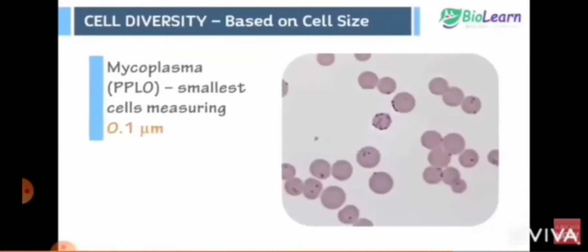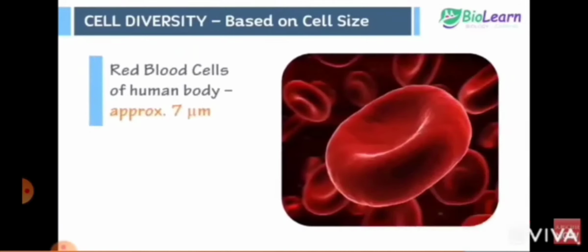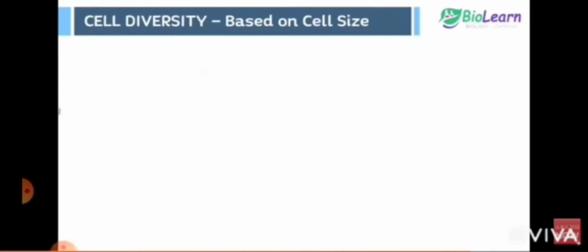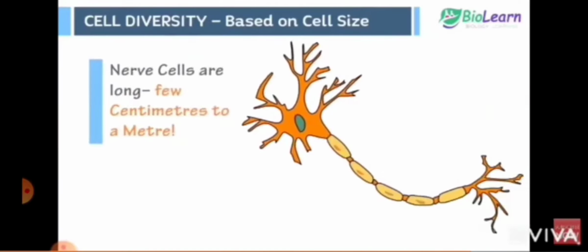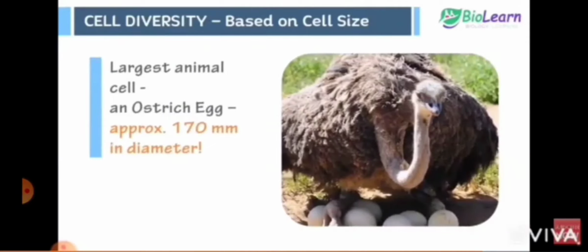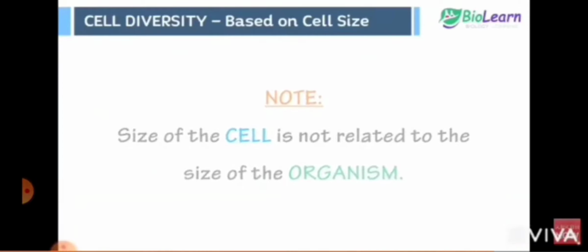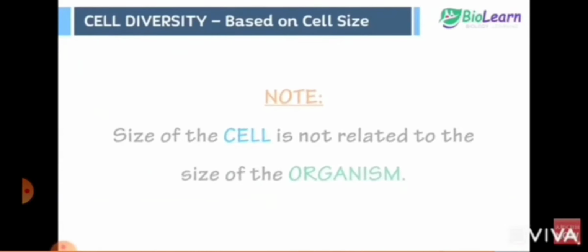On the basis of cell size, organisms show much diversity. For example, mycoplasma are the smallest cells, measuring 0.1 micrometer. Red blood cells of the human body have a size around 7 micrometer. Nerve cells are long, ranging from a few centimeters to a meter. The largest animal cell is an ostrich egg measuring about 170 mm in diameter. However, the size of the cell is not related to the size of the organism.